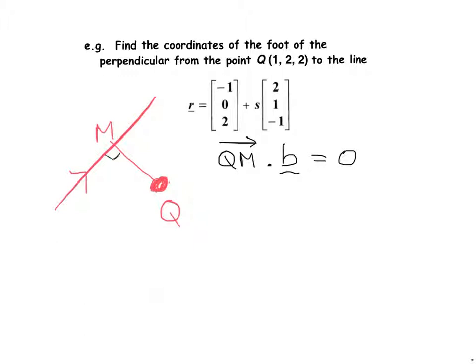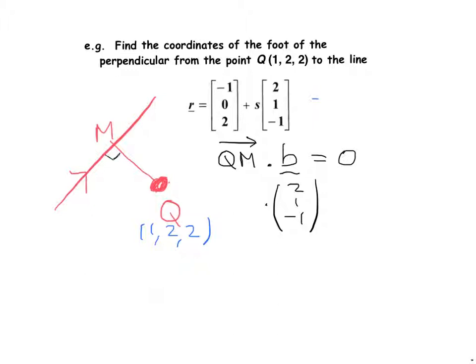So we've got the vector in the direction of the line. I can write that one right down now: that's (2, 1, -1). That's the vector going in the direction of the line. Now we need the vector in the direction from Q to M. Now Q is the point (1, 2, 2). What are the coordinates of M? Well, M is any general point on this line. So what is any general point on this line?